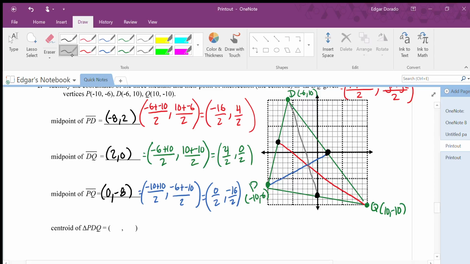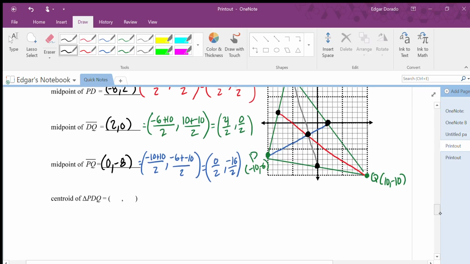All right, so if I would have drawn them all perfectly nice, you would have seen that my centroid is actually right there. And the coordinates of that centroid are -2, comma, -2.